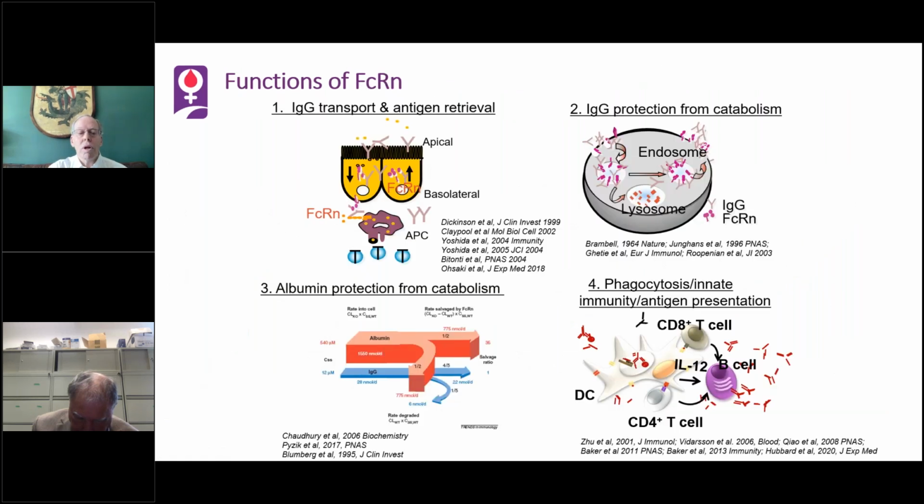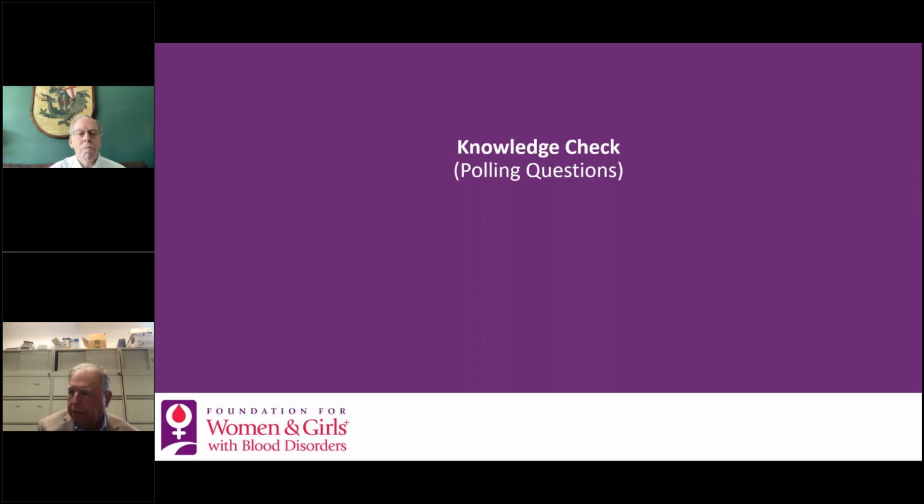So last slide, just showing you again the functions of FcRn, cell transport of IgG, protection of it and albumin from catabolism, and the burgeoning area of its role in antigen presentation and immunity. Thank you for giving me the opportunity to talk about this area.